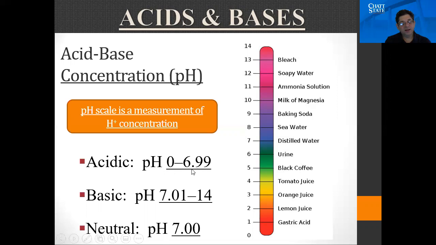0 to 6.99 is considered acidic. Basic is above 7, 7 to 14. So the most basic compound we get on this scale would be bleach. The least basic, at least in these base examples, would be seawater. So just know how to read the scale. The most hydrogen ions being given off here is with gastric acid. With bases, these give off hydroxide ions. So the higher number you get, the more hydroxide ions are given off. So in this case, it'd be bleach.